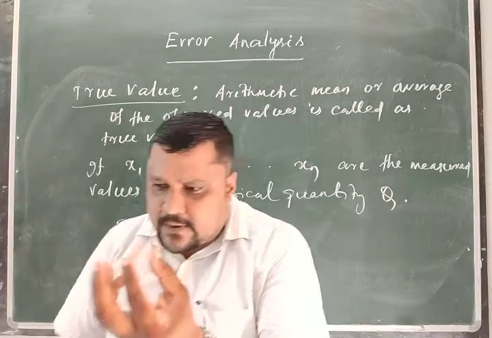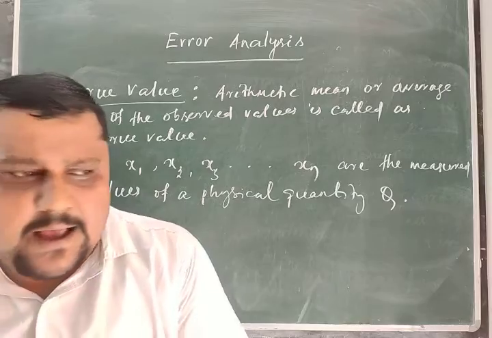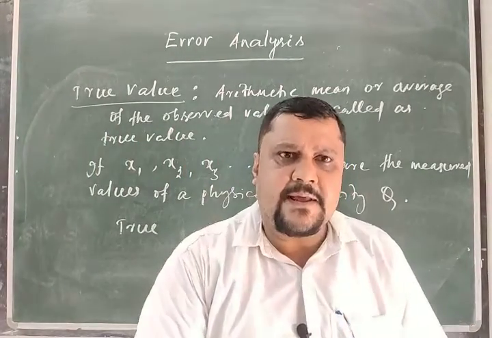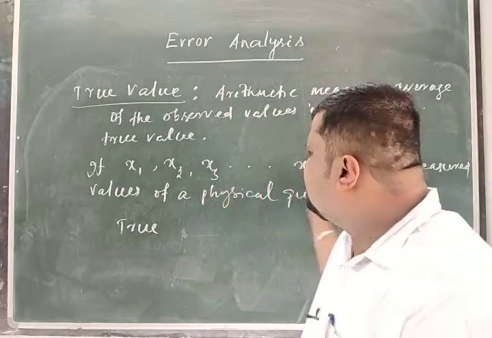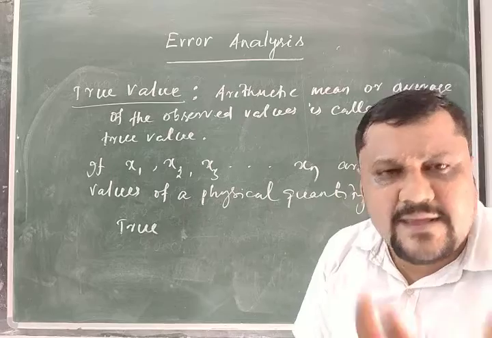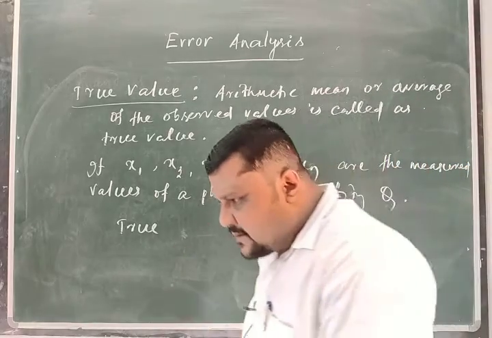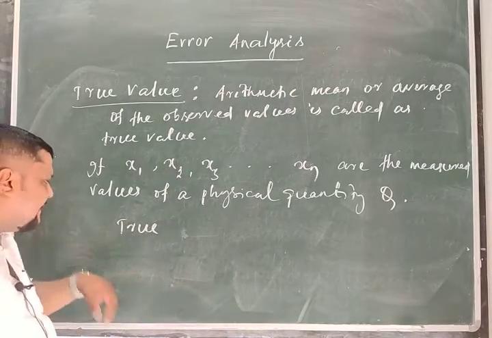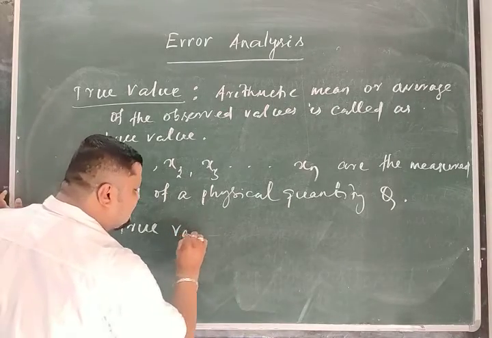If by using this length I want to find the volume of a body, then I will use one of the observed values of length. So which value will I take as the true value, or my accurate, error-free value? I can say that is the true value I will consider here.